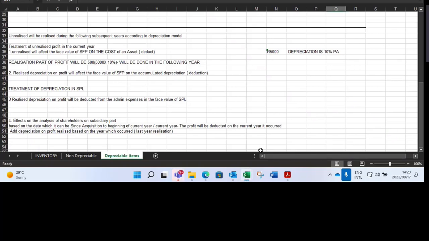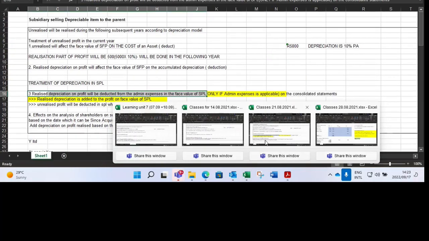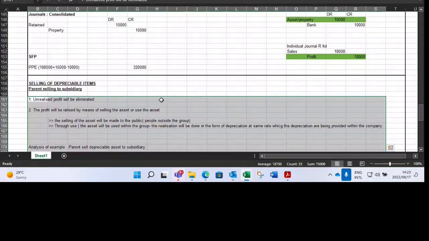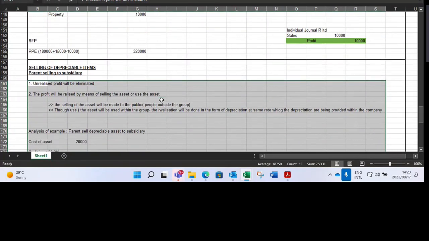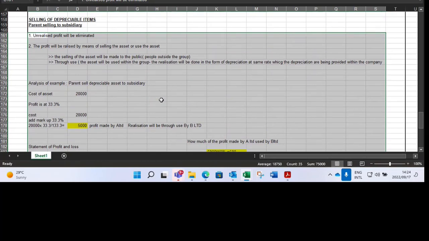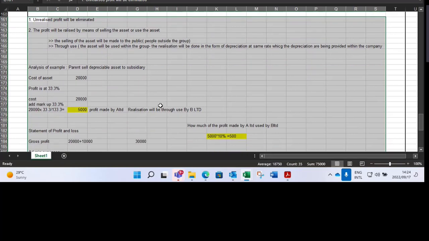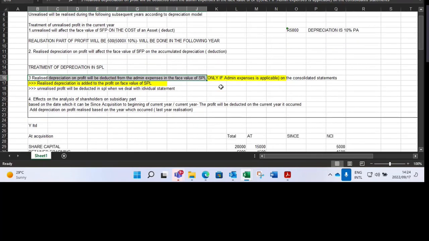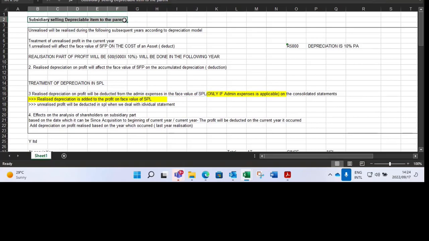So now I want to share the notes for parent selling to subsidiary. Okay, this one was for the parent. The one I gave was for the parent. Now I'm gonna give you the subsidiary selling. So this one is subsidiary selling depreciable item. Can you see it? Can you? Ponye, Ntabize? Yes, sir. Okay, now you can write this one, the subsidiary selling to the parent. The previous was the parent selling to the subsidiary.